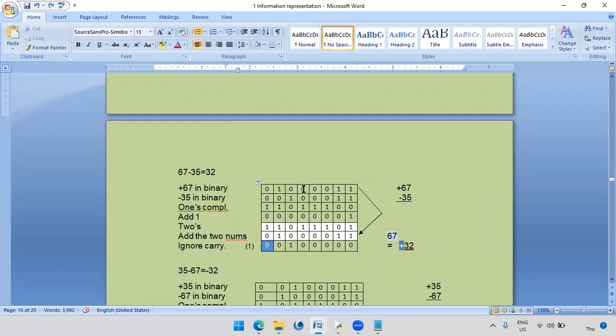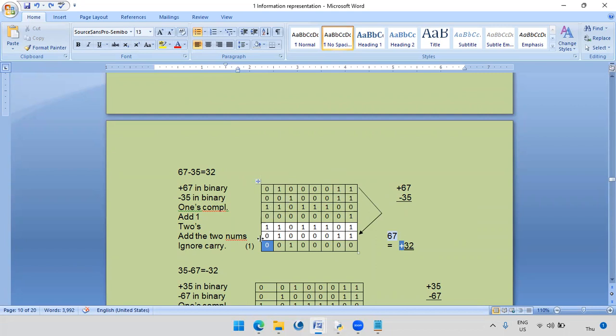1, 2, 4, 8, 16, 32, 64. 64 plus 3 is 67. Then this is 35. What do you do? 1, 2, 4, 8, 16, 32. 32 plus 3 is 35.